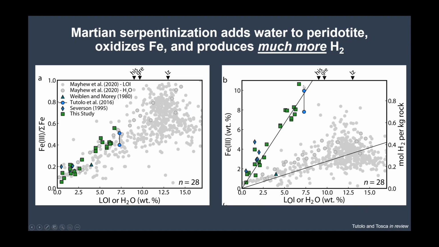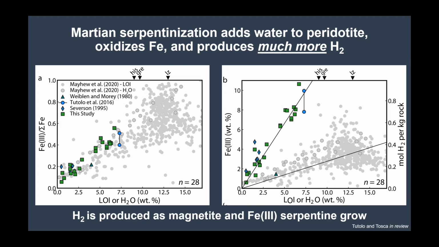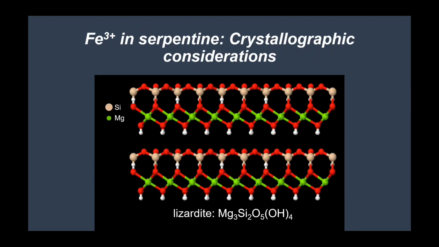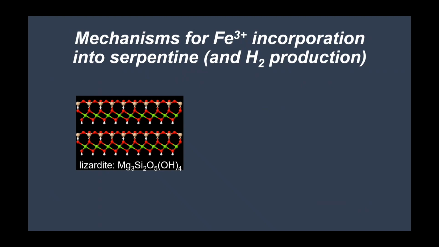So what exactly is happening here? We can then go and look in more fine detail at what the mineralogy of these serpentinites looks like. So hydrogen is produced as magnetite and oxidized iron grow, and so we could show that specifically using measurements. So there's 3 ways that we can get oxidized iron into serpentine crystallographically. So this is just the lizardite structure. We can consider antigorite and chrysotile as being similar, although not identical to this. And what we can do is substitute in oxidized iron for magnesiums or silicons in the octahedral and tetrahedral sheets. So we have 3 ways of doing this.